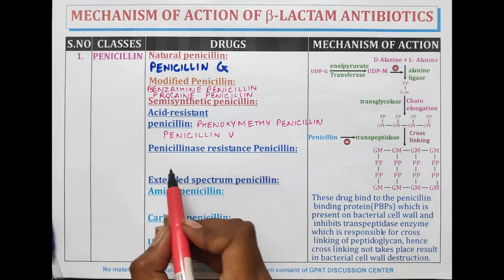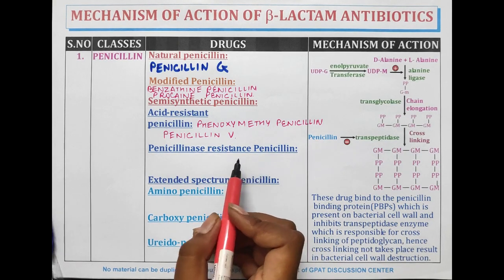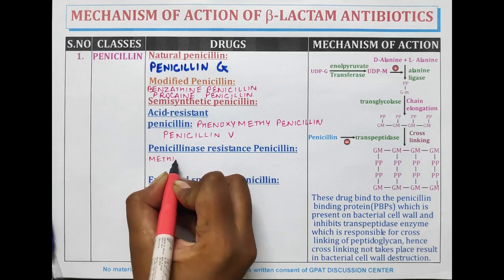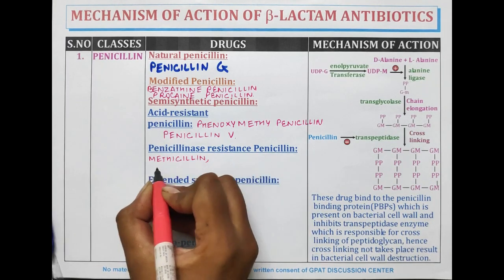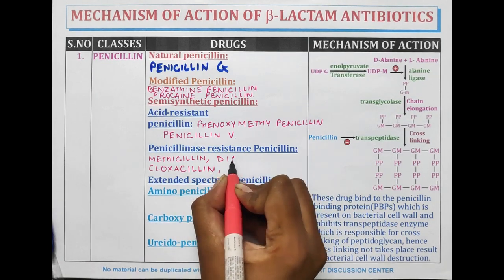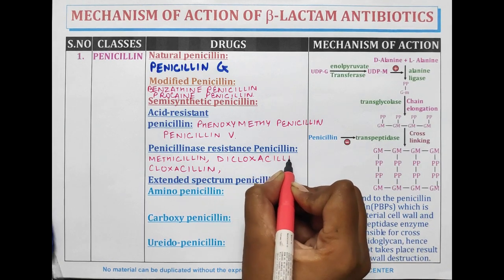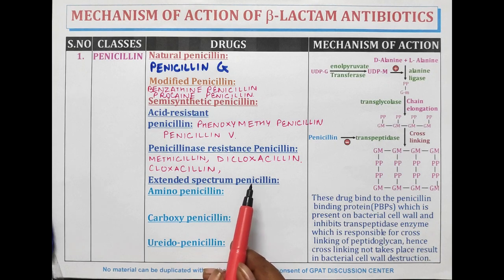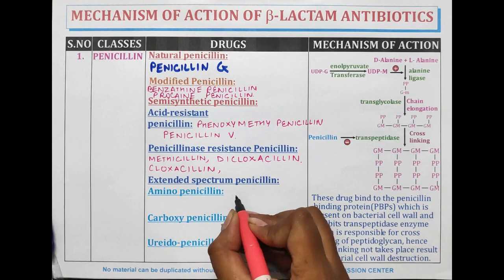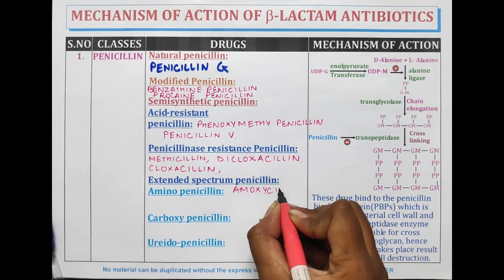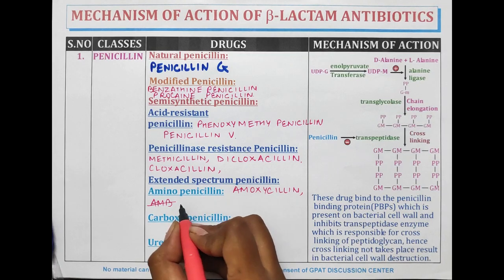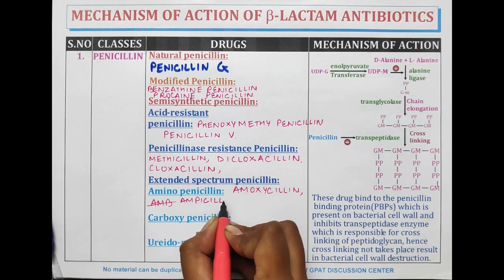Penicillinase-resistant penicillin. Penicillinase is the enzyme also known as beta-lactamase. The drugs are methicillin, cloxacillin, dicloxacillin. Extended spectrum penicillin. The first is aminopenicillin: ampicillin, bacampicillin, and amoxicillin.